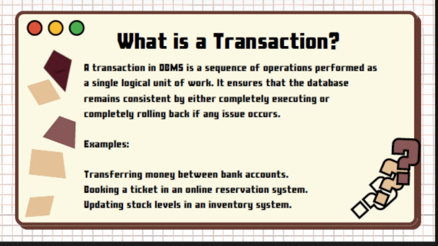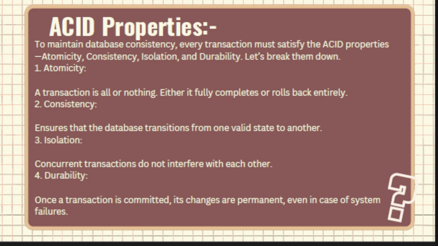Examples are transferring money between bank accounts, booking a ticket in an online reservation system, updating stock levels in an inventory system. Let's see the ACID properties of transactions.